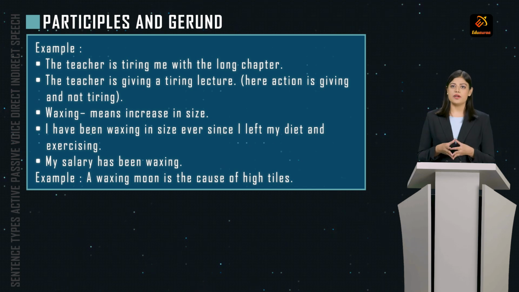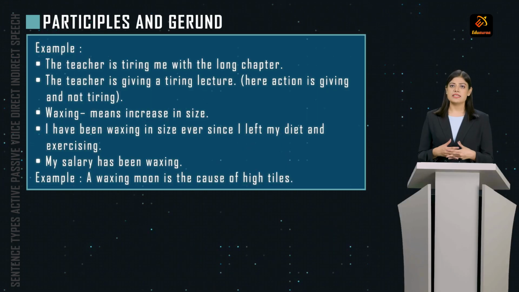So let's use this word as a verb and a participle. In the first sentence, I can say, I have been waxing in size ever since I left my diet and exercise. Meaning that since the time I stopped dieting and exercising, my size has been waxing, means it has been increasing. Here, the word waxing is a verb. I am the subject, have been waxing. This entire thing is my action. Waxing is my main verb. Have is my auxiliary or helping verb as we've studied.